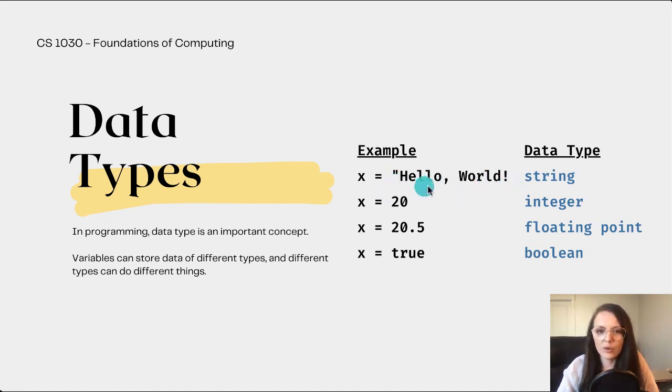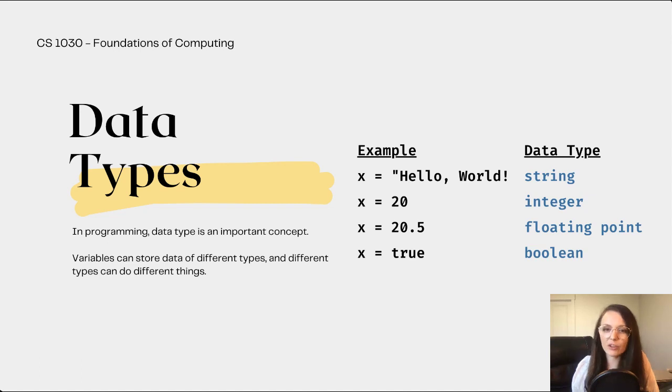It should say "hello string" in quotes. So that would be a string. An integer is going to just be some number without a decimal point, and then a floating point is going to be some number with a decimal point, and then a Boolean is going to be either true or false. There are other types of data types in Python that we will get to in later modules.